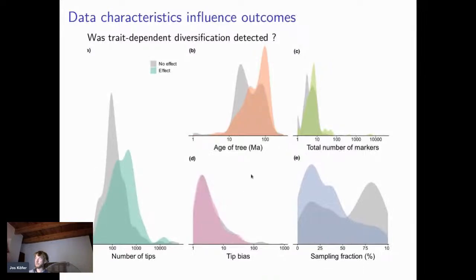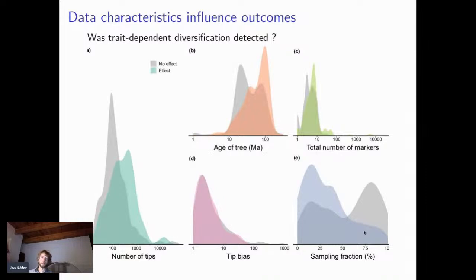For the number of markers, which is a measure for the quality of the phylogenetic tree, we didn't really find large differences. Tip bias didn't seem to make any difference as well. This one is interesting. So the sampling fraction, so this should be 100%, not 10, right? The lower the sampling fraction, the larger the probability is that your SSE study finds an effect of the trait. So this is kind of a worrying result.